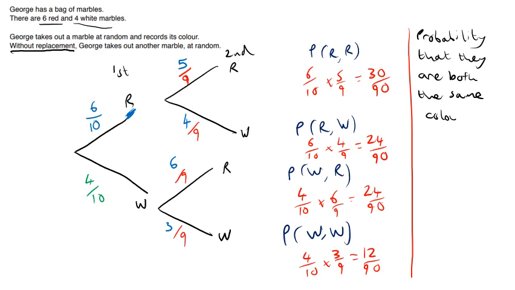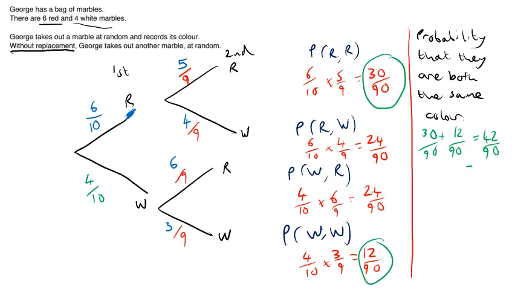So the question we are asking now is, what is the probability that he pulls out 2 marbles which are both the same colour? So there's 2 different ways that could happen. He could pull out red and then red, or white and then white. Okay? And then because it's red and red, or white and white, we add them together. So 30 over 90 plus 12 over 90 is 42 over 90, which simplifies down to 7/15. Okay? And that's it in terms of probability trees without replacement.